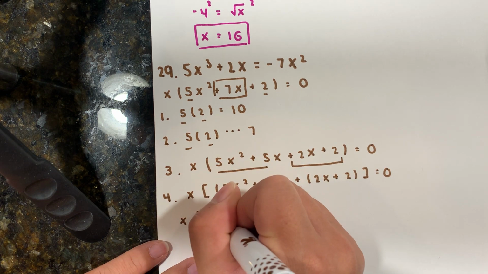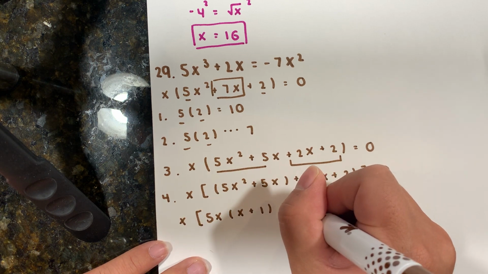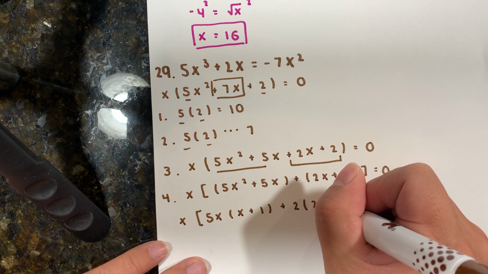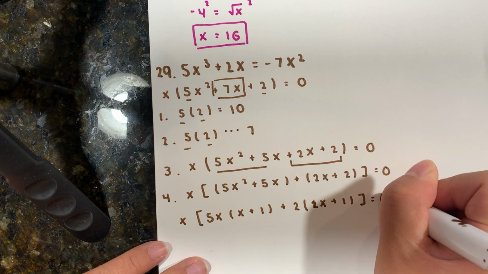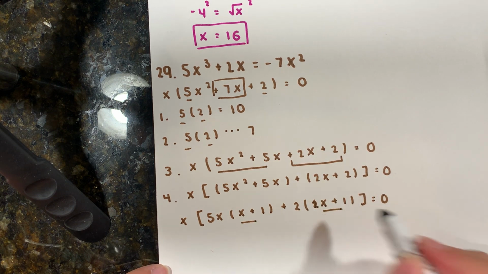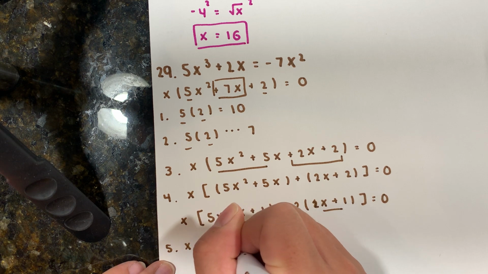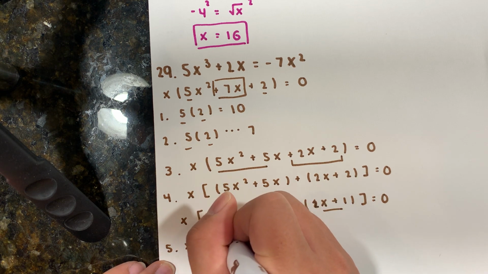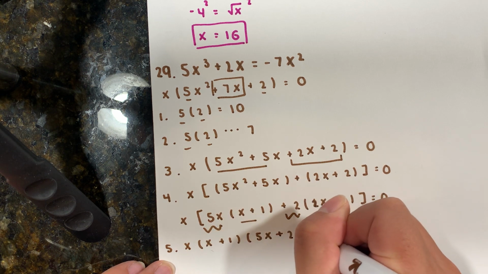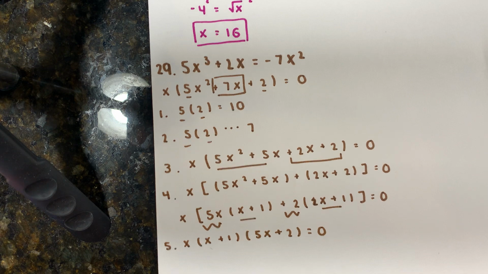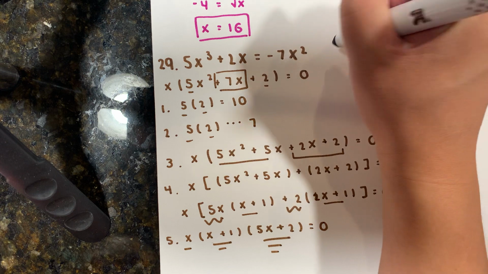So that would be 5x times x plus 1. And then I'm factoring out a 2 on this one, so that would be 2 times x plus 1. So this will be my first. So that's going to be x times x plus 1, and then what's left over would be 5x plus 2. So we're actually going to have 3 parentheses, all set equal to 0.